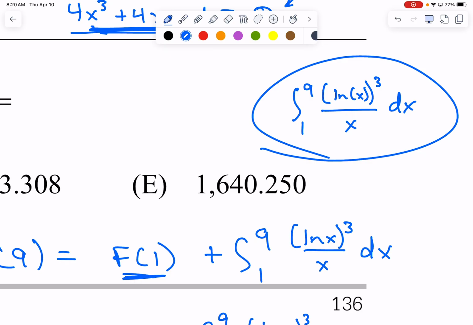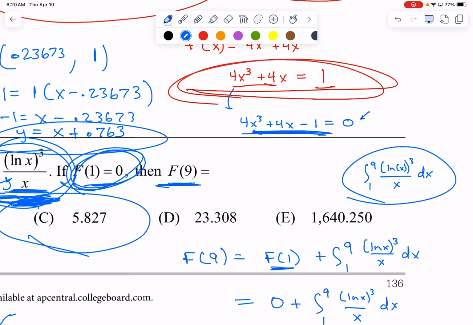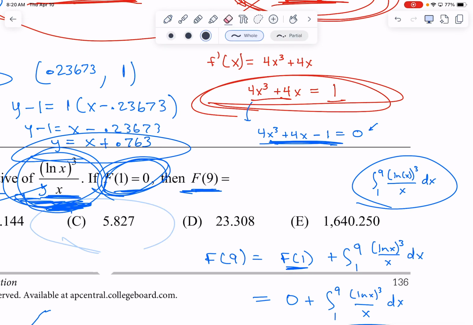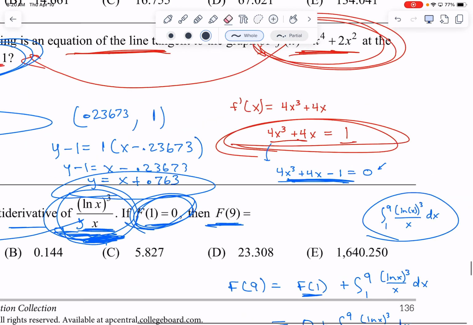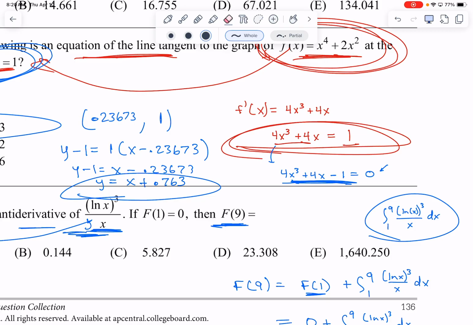I went 9 to 1. It's 5.826. No, I went 9 to 1. That's my bad. It's 1 to 9. Now I got it. Well, the reason you got negative is you went 9 to 1. It's going to be flipped around.